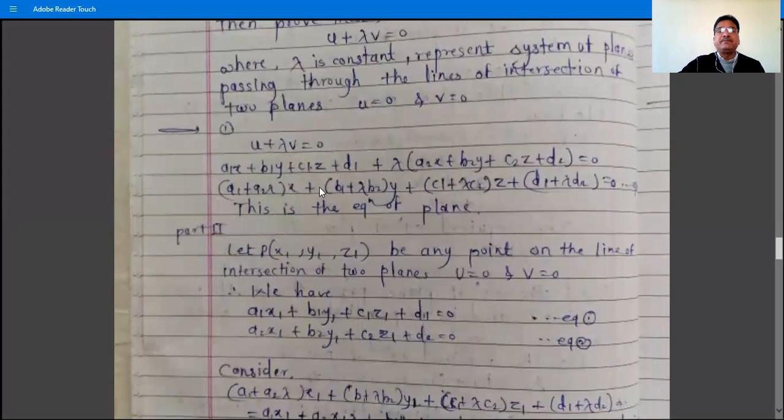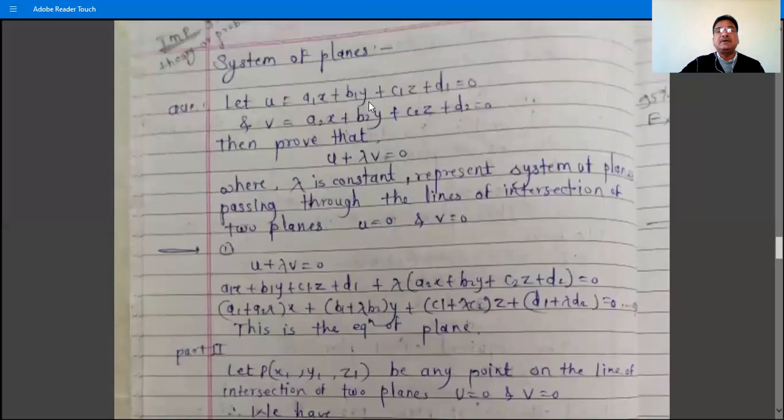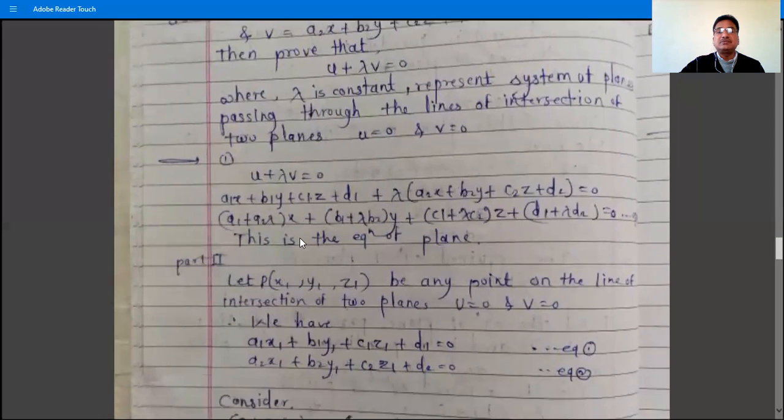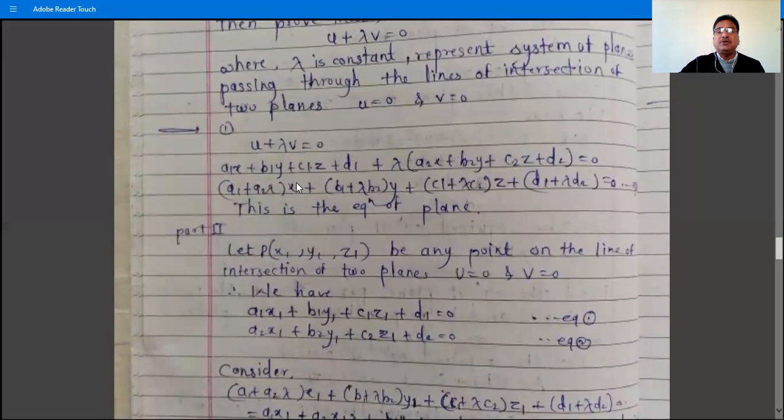So, the proof of this theorem. In the first part, U plus lambda V. What is U plus lambda V? U is this, A1x plus B1y plus C1z plus D1, and plus lambda V is A2x plus B2y plus C2z plus D2, is equal to 0. So write it, collecting the coefficients of x, y, z and the constant. The coefficient of x is what? A1 plus lambda A2. Then the coefficient of y is B1 plus lambda B2. And the coefficient of z is C1 plus lambda C2. And the constant is, in bracket, D1 plus lambda D2, is equal to 0.